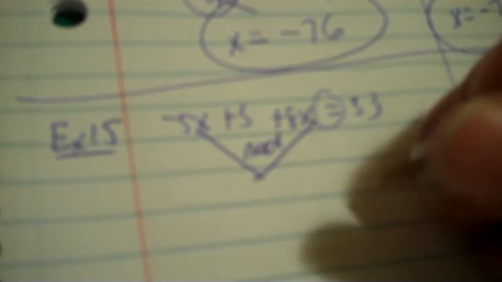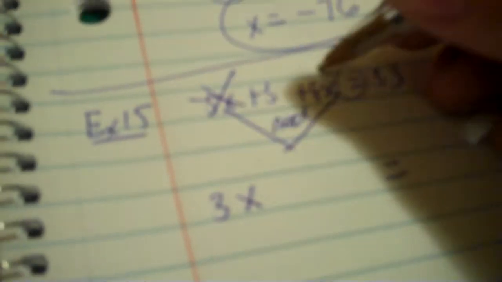Okay, example 5. Negative 5x plus 3 plus 8x equals 33. Once again, okay, we have two x's, but they're on the same side, so I'm allowed to just add, okay? So I line up the equals, I put x down, since they're both on that side, negative 5 plus 8 is 3. Then plus the 3, and then 33.